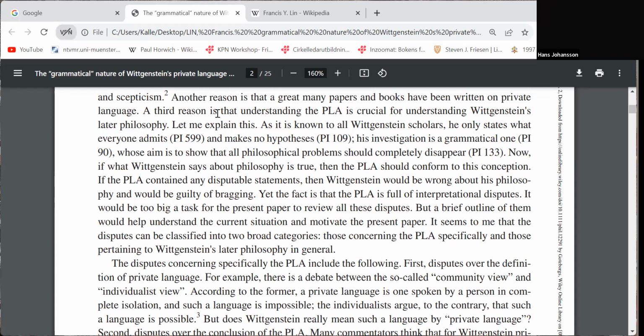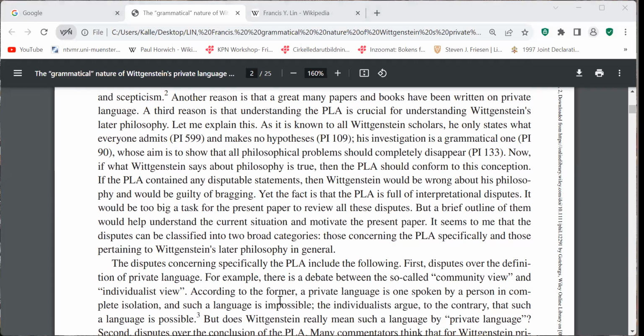Let me explain this. As it is known to all Wittgenstein scholars, he only states what everyone admits and makes no hypothesis. His investigation is a grammatical one whose aim is to show that all philosophical problems should completely disappear.